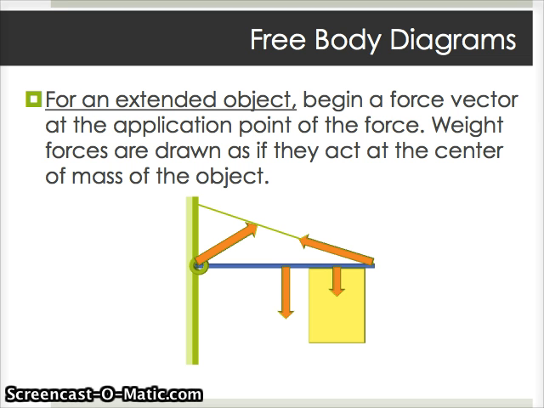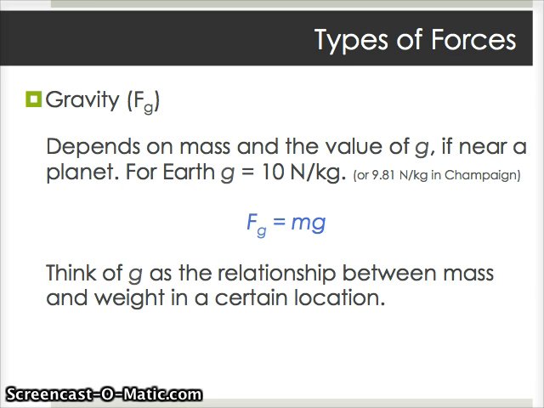All right, well, let's take a look at some of the specific types of forces and recall how to determine them. So gravity, or the gravitational force, is something we've talked a little bit about so far. So it depends on the object's mass and the value of little g. So you can go ahead and use 10 newtons per kilogram if you'd like. You can also be more official and use 9.81 or 9.8. Again, that is a choice.